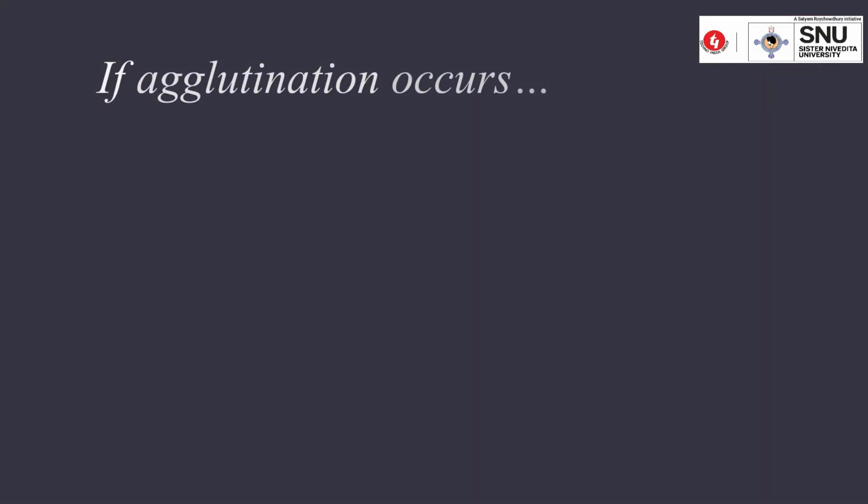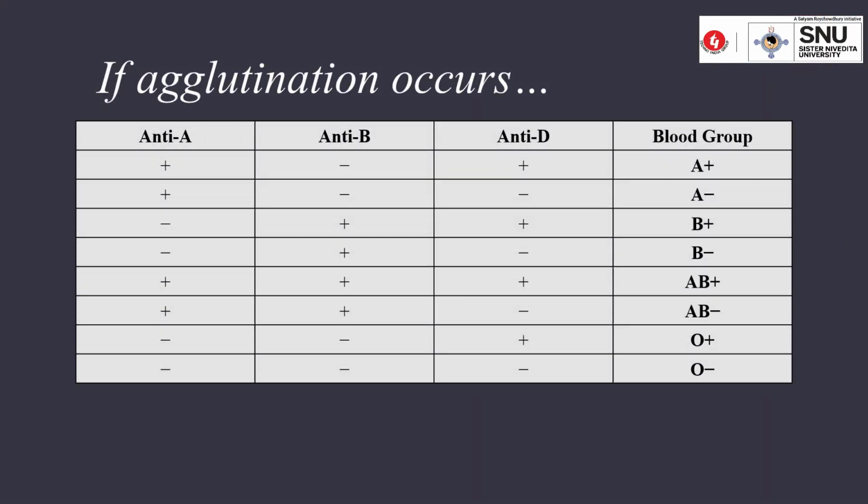If agglutination occurs in anti-A serum, it indicates the presence of A antigen, meaning the blood group is A. If agglutination occurs in anti-B serum, it indicates B antigen, meaning the blood group is B. If agglutination occurs in both anti-A and anti-B, the blood group is AB. If there is no agglutination in either anti-A or anti-B, the blood group is O.